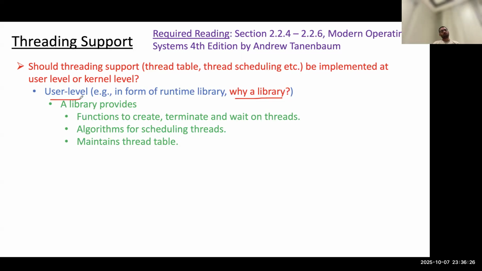And how do we do that? By putting all the commonly used code in the form of functions in a library, and now every time user level code needs to use them, it simply makes function calls. So it does all these things like creation, termination, waiting on threads, scheduling of the threads, maintaining the thread table. We will see what the thread table is, and handling thread switching, which basically means context switching between two threads. Remember, context switching is a concept which is applicable to both context switching between processes and context switching between threads.